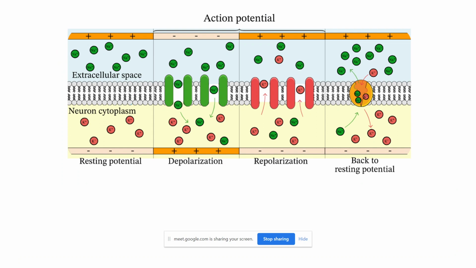So again, this is just a schematic to show the charge distribution. During the resting phase, the resting potential, the membrane charge is going to be negative. During depolarization, it's going to be positive. During repolarization, it's going to invert and become negative, and then the membrane is again going to come back to its resting potential stage, which is the negative charge.